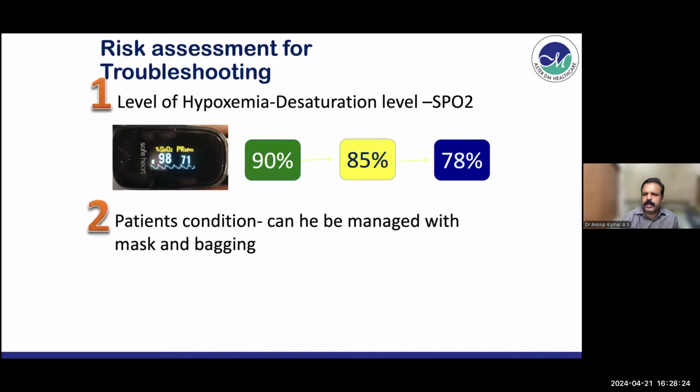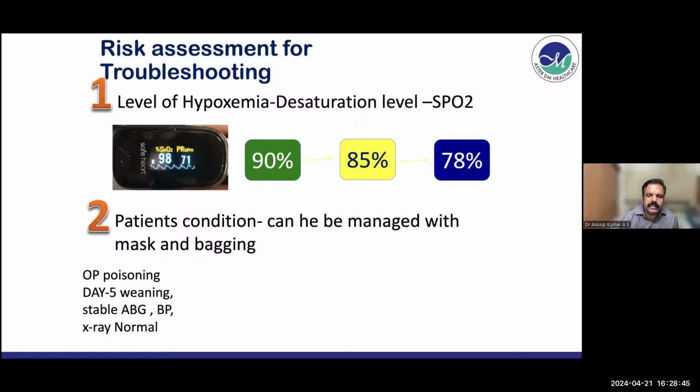But when it is going below like 80, etc., there is a significant problem and you may not get enough time. The patient's condition can be managed with mask and bag ventilation, or if the tube is already in position, you do the bag ventilation through the tube.